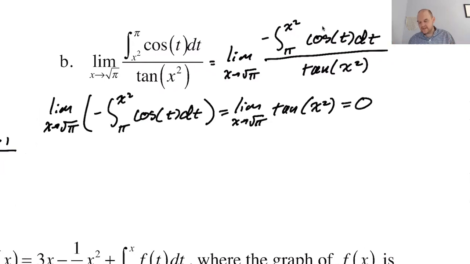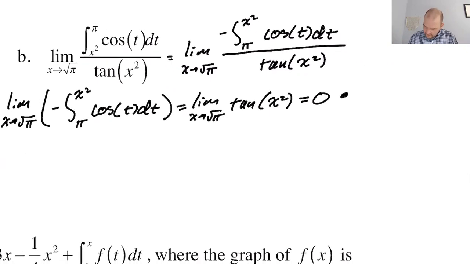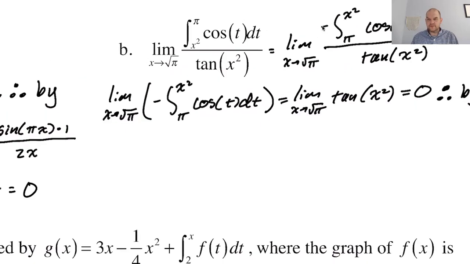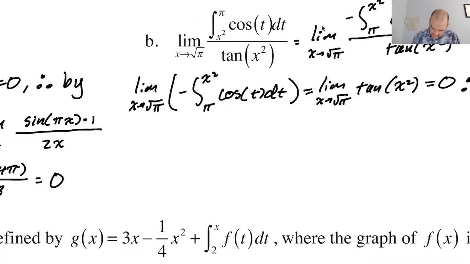Okay, so now I'm allowed to use L'Hopital's rule. Therefore, by L'Hopital's rule, I just always hope that I don't have to do it more than once. The limit, the original limit, as x approaches root pi of negative integral from pi to x squared of cosine of t. So I'm just rewriting the original limit here.